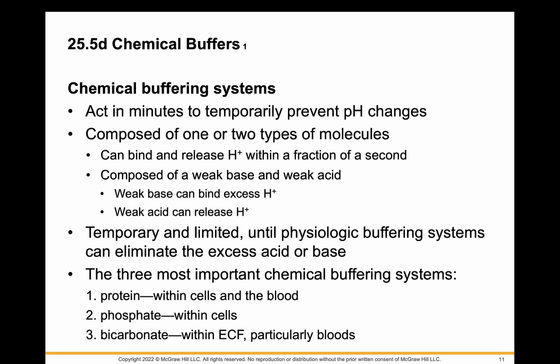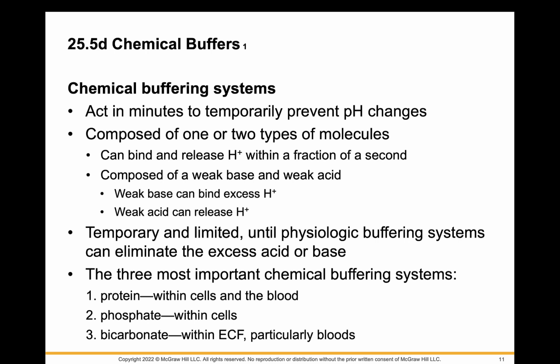Once a buffer is overwhelmed, we will see dramatic changes in pH as there is no more buffer to do its job. Now, what we have to remember here is buffers are temporary and limited until physiological buffering systems can actually eliminate the excess acid or base.